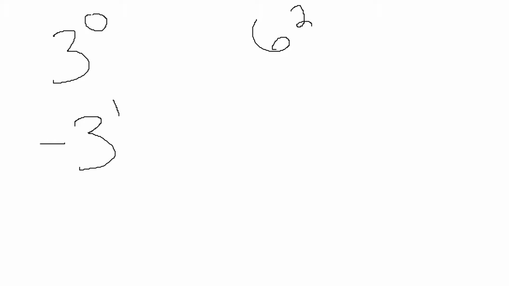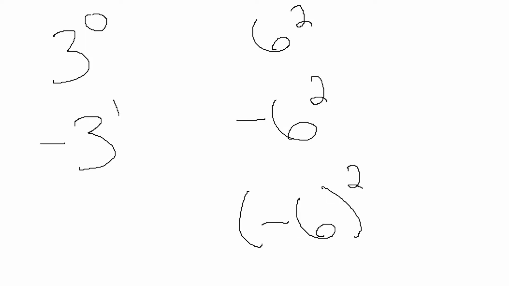I'm going to put a couple of these here for us to try as just a review. 3 to the 0 power, negative 3 to the first power, 6 squared, negative 6 squared, and then let's do negative 6 squared like this. What I would like for you to do is to pause the video, work these problems, and then push play again and see if you have them right. Take a second and work these and then come back and check them.